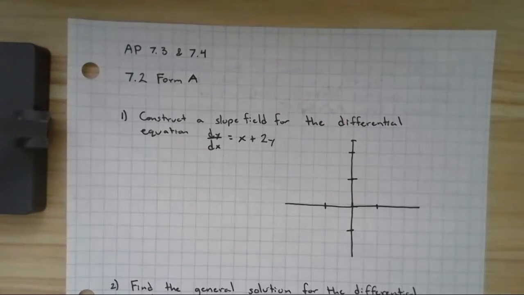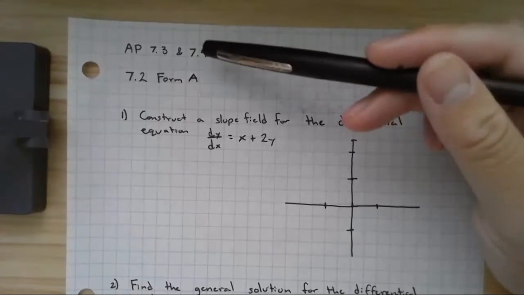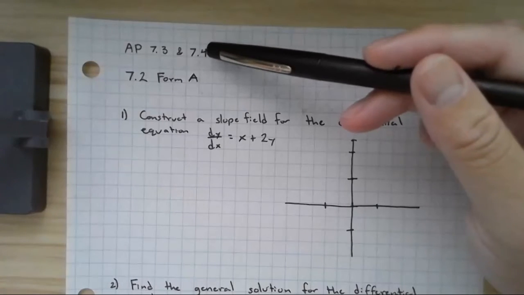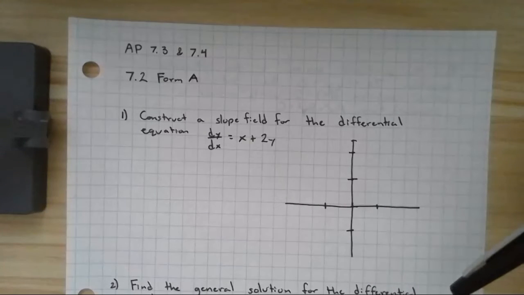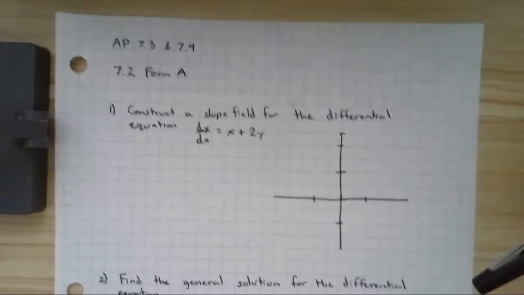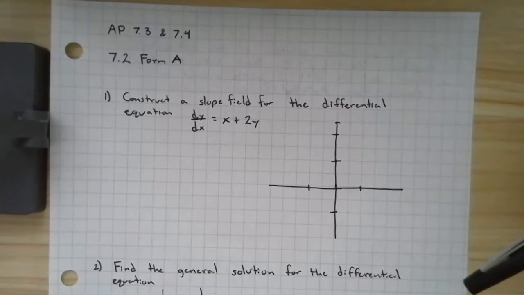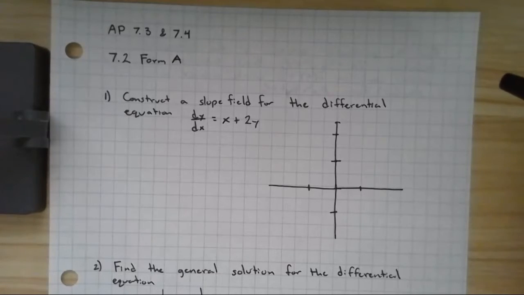This lesson video, however, will go just like we do in class. So if you guys can please have that Google Doc open, the one with the forms. We are reviewing AP Classroom video 7.3 and 7.4 today, which involves slope fields and finding solutions to differential equations. So this is 7.2 Form A. In that Google Doc, this is page 27 out of 28, and of course you have the little menu on the left side.